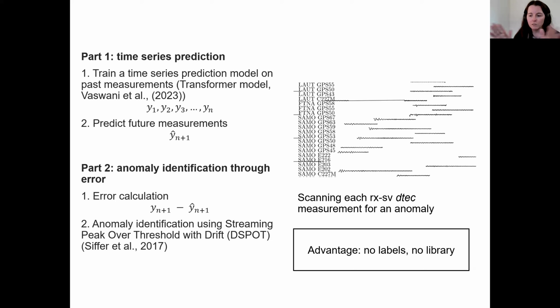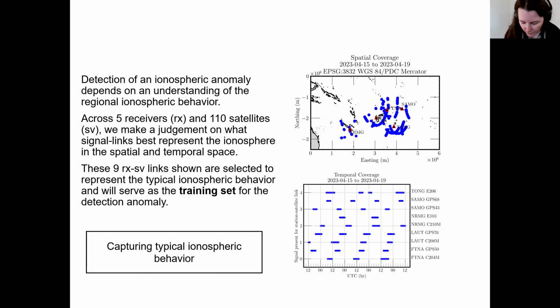We're literally just using the raw tech measurements as the foundation for anomaly detection. It saves a lot of time and energy when you're developing an algorithm to not have labels or a library that you have to put together. The big question really comes down to how do you determine what is normal, especially for this region?